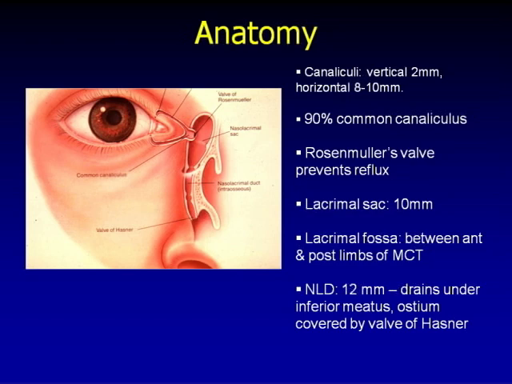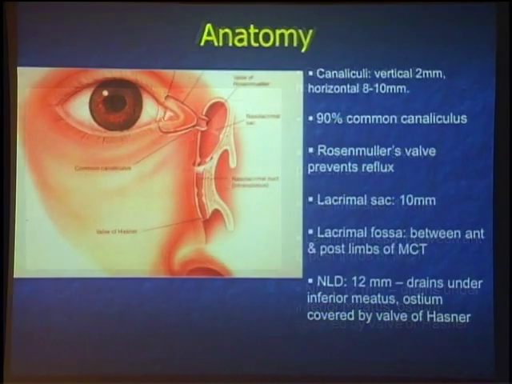These little millimeter type measurements are something that they like to ask. So from the punctum, upper and lower, so from the puncta, the canalicular system initially goes vertical for 2 millimeters and then horizontal for 8 to 10 millimeters. Okay, 90% of the population have a common canaliculus and a common internal punctum. So that's where the common canaliculus enters the lacrimal sac. And the valve that prohibits tear reflux or regurgitation back out of the lacrimal sac is the valve of Rosenmuller.